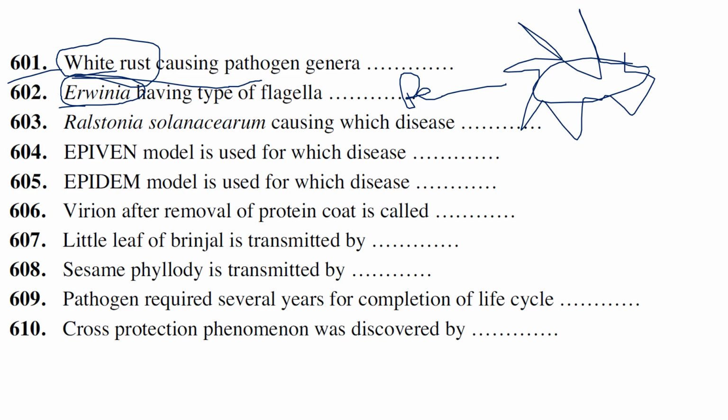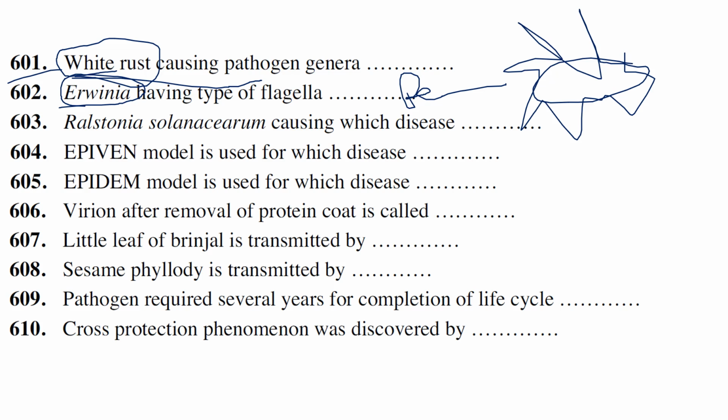Ralstonia solanacearum causing which disease? Generally it causes bangle blight, or bacterial wilt, or bacterial blights. Ralstonia solanacearum causes bacterial wilt of potato. That was reported to be the first plant bacterial disease in India, reported by E.J. Butler.